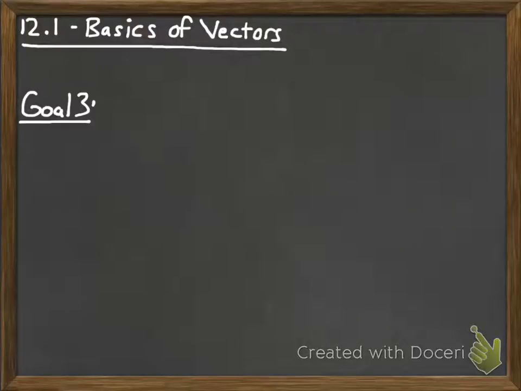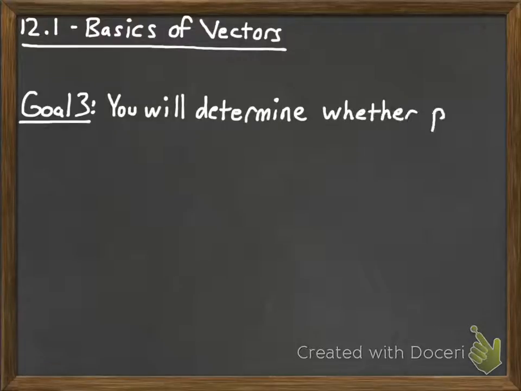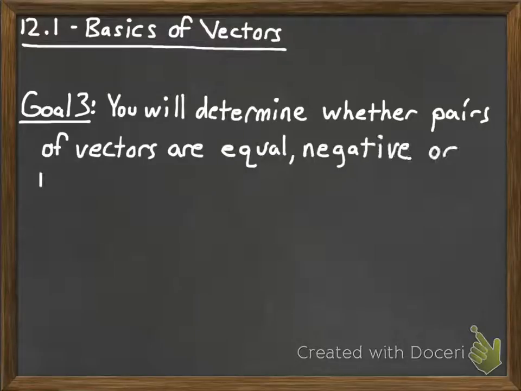Hello, it's time once again to talk about the basics of vectors. We're on the third goal in this section, and that third goal is this. You're going to be able to determine whether pairs of vectors are equal, negative, or parallel vectors. Very straightforward. And most of these concepts are exactly what you would expect them to be.